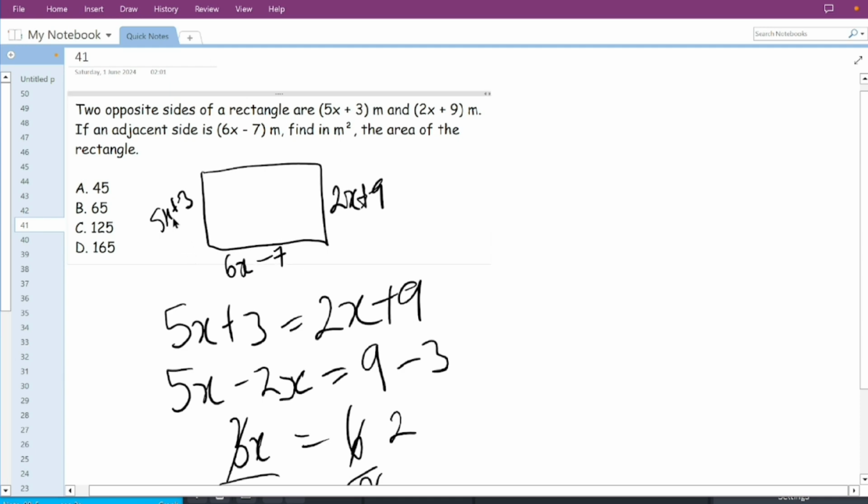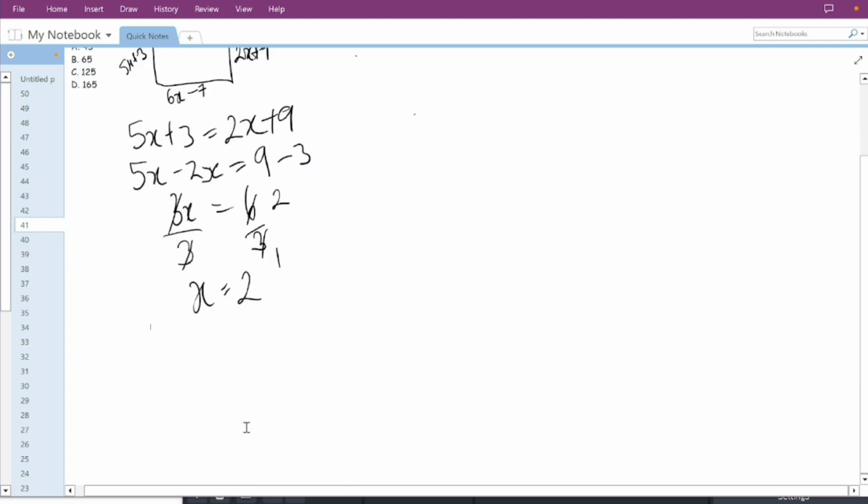Now that we know our x is 2, we can then insert x into each of these. We can take one of these. If we insert it into any of them, they'll give us the same answer, and insert it to this to know which is the length and which is the breadth. Then since we are looking for the area, we multiply the length times the breadth. We can take any of the opposite sides to solve for the value of either our length or our breadth. The opposite sides can be the length, while the adjacent side will be the breadth.